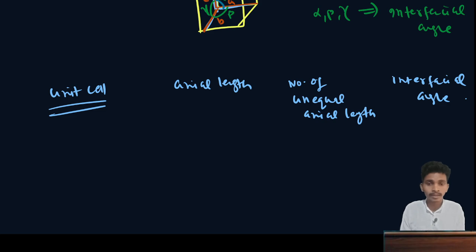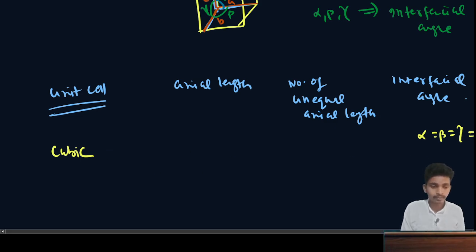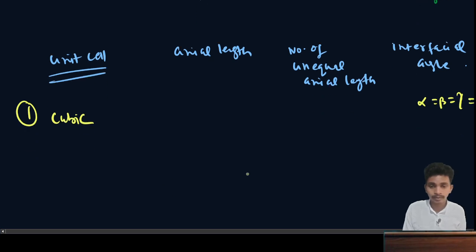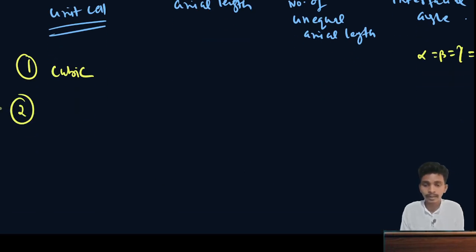First unit cell, we write here, is cubic. Okay, so I'm writing first the unit cells which have interfacial angles of 90 degrees, that is alpha equal to beta equal to gamma equal to 90 degrees for cubic. Okay, so first I am writing the unit cells which have alpha, beta, gamma equal to 90 degrees, one is cubic, and second we have tetragonal.